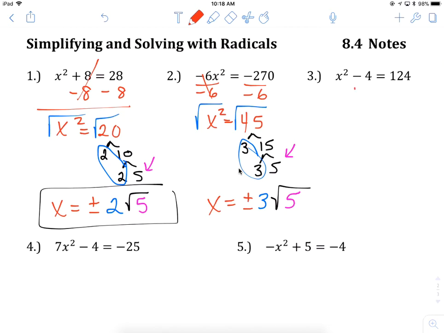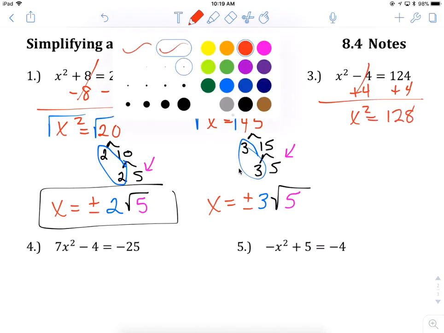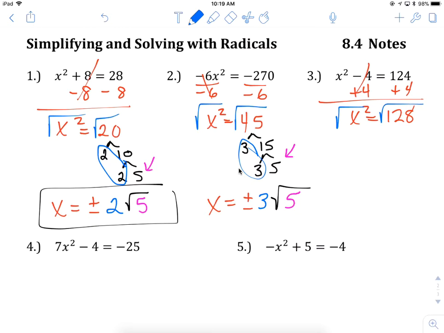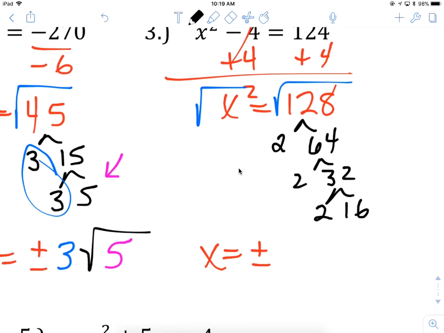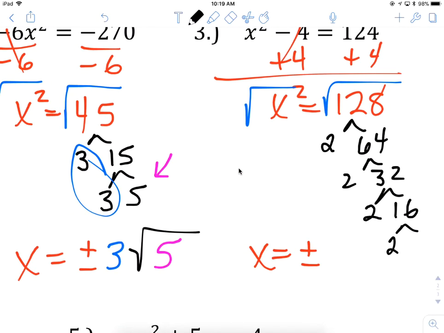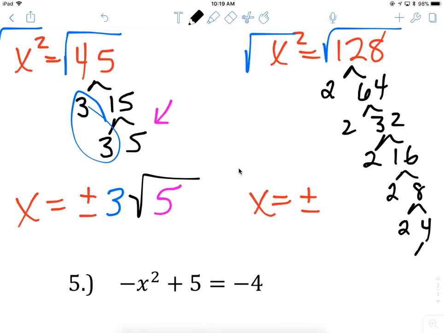All right, number 3, we're adding 4 to both sides to cancel it out. X squared equals 128. I need to square root both sides. So if you want to think about it already, we're looking at x equals plus or minus, but we know we have to factor to get there. So I'm going to make my factor tree. 2 and 64, 2 and 32, 2 and 16. Ooh, we might need some more space on this guy. We got 2 and 8, 2 and 4, yikes, that's okay, and 2 and 2.